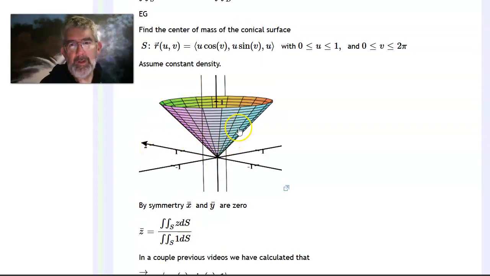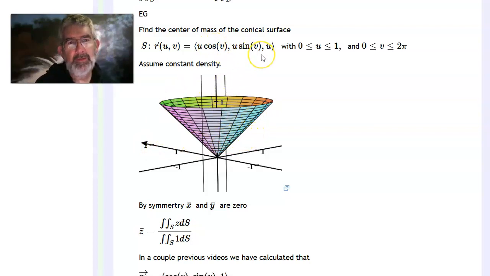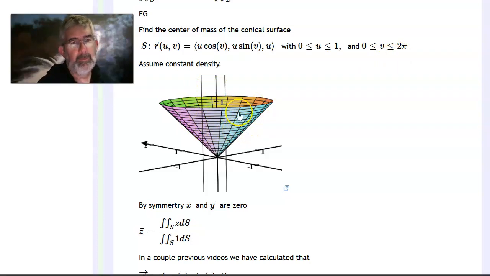Okay. So the thing is, I've got this cone. This is the same cone that we did the surface area of in the previous video. So here's the parameterization. R of u comma v is u cos v comma u sine v comma u, with u between 0 and 1 and v between 0 and 2 pi. I'm going to assume that this thing is uniformly dense. So if you think of it as metal, it's a thin sheet of metal that's the same thickness all the way around. And I want to know where the center of mass of this thing is.